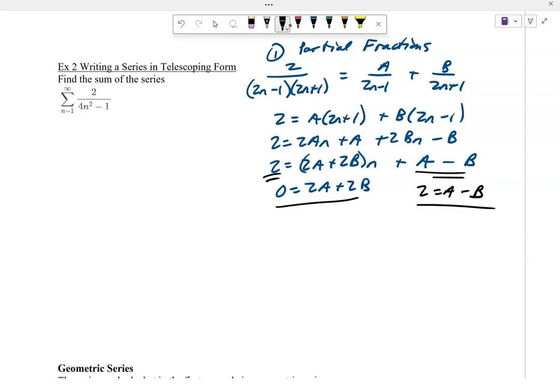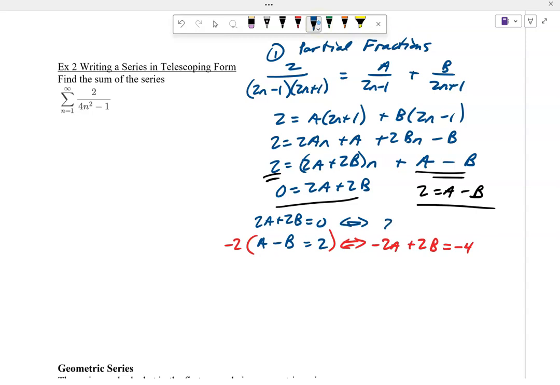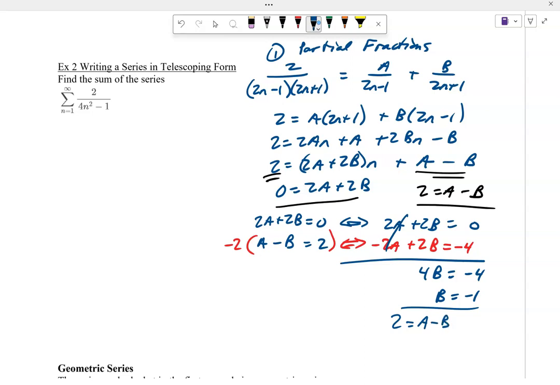So here are my two formulas. I'm going to go ahead and use elimination. 2a plus 2b equals 0, and a minus b equals 2. I'm going to multiply this bottom one by -2. We get -2a plus 2b equals -4. Top stays the same. So I got 4b is -4, so my b is -1. Now that I know my b is -1, I'll just use either of those originals. 2 equals a minus b, so my a ends up being 1.